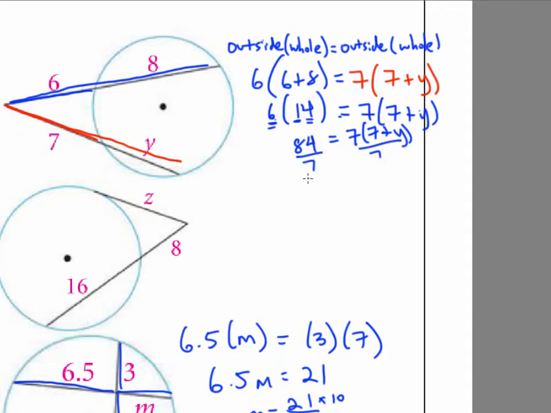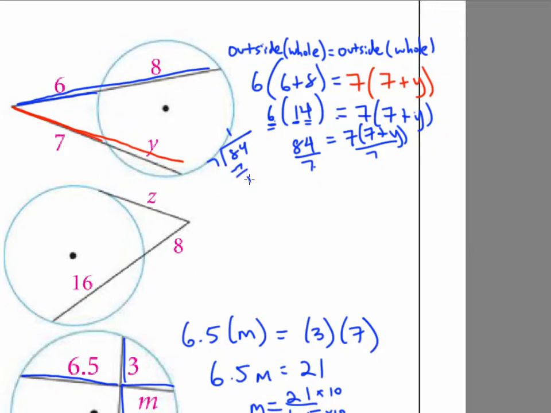84 divided by 7. If you think about it, 7 goes into 70 10 times, and then you're at 70, and then you just need 2 more 7s to get to 84, right? 70, 77, 84. So if you do long division too, that's going to give you 12 equals 7 plus y, subtract 7, y equals 5.